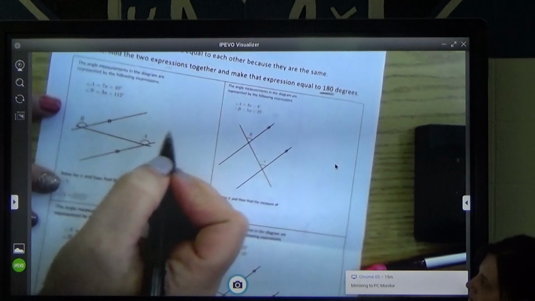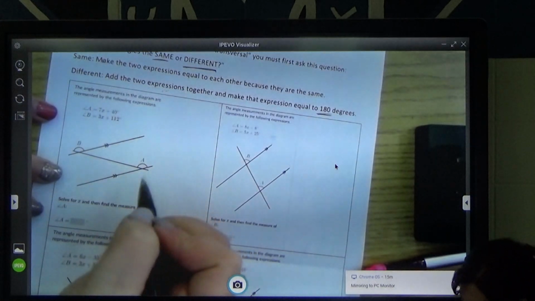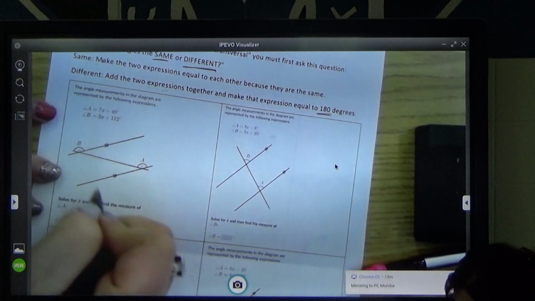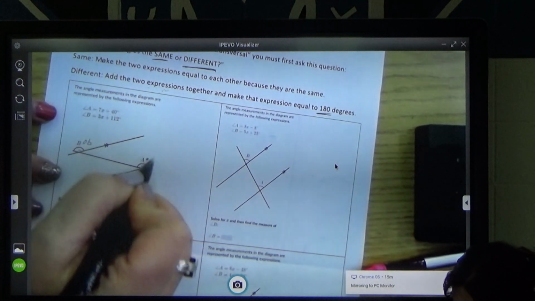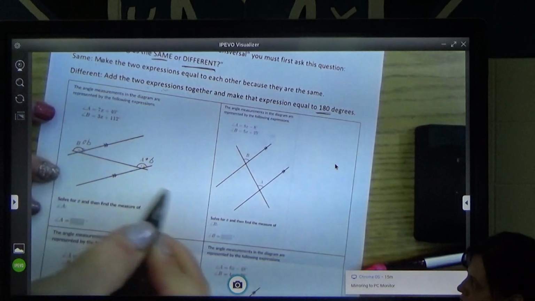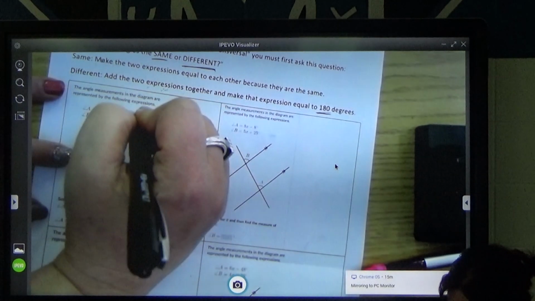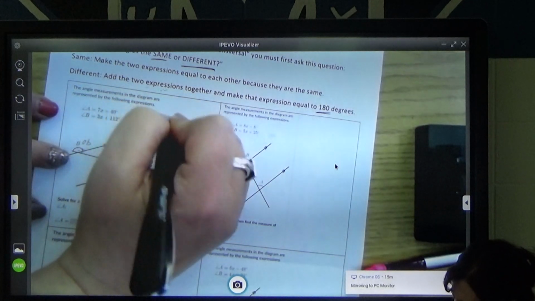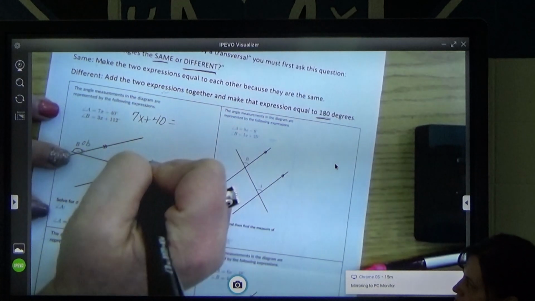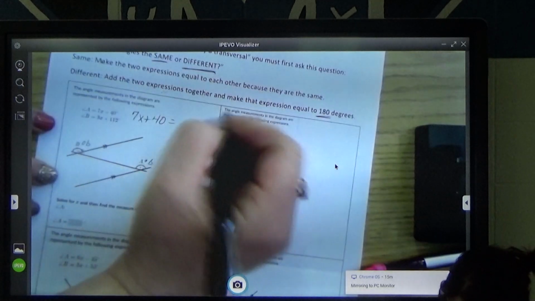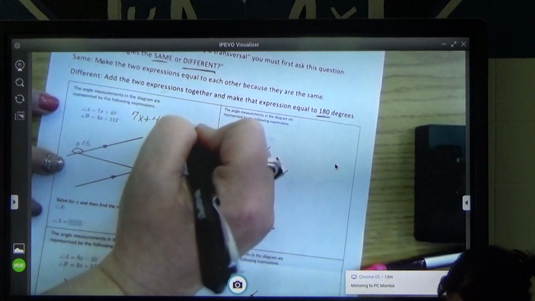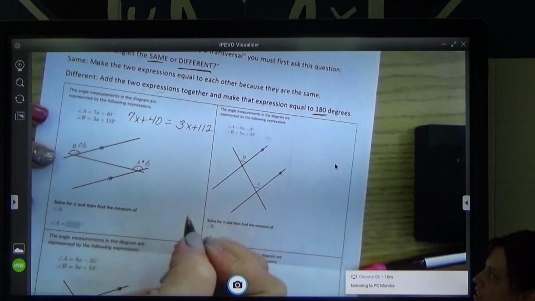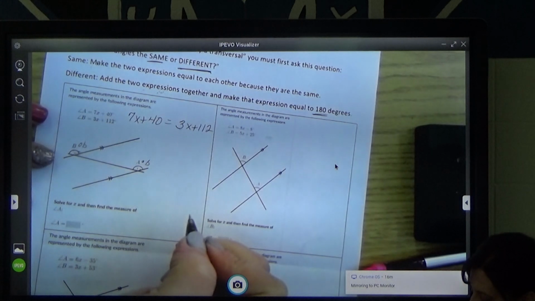All right, let's look at these examples and see if you've got the right equations. On my first one, when I look at B and A, those are both obtuse angles, and I know in this shape my obtuse angles will always be equal. So therefore, I know that the expression for A, which is 7x plus 40, has to be equal to the expression for B, which they gave us, 3x plus 112. So your equation would be 7x plus 40 equals 3x plus 112.